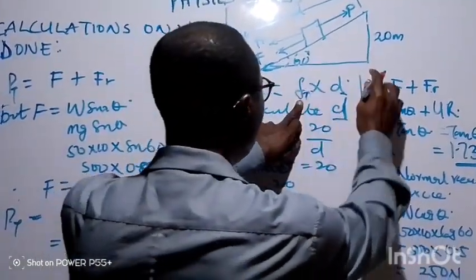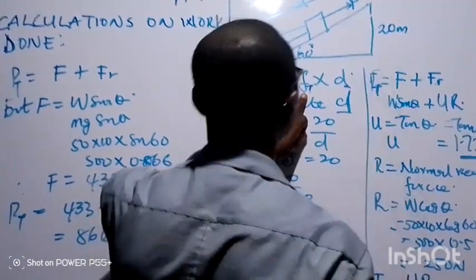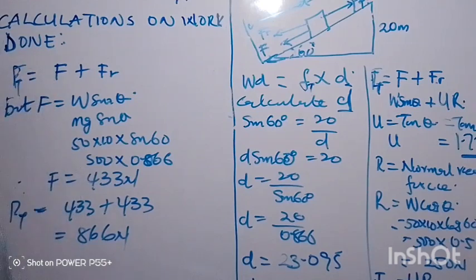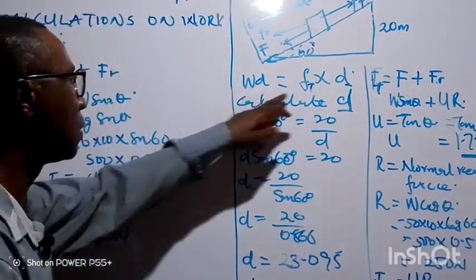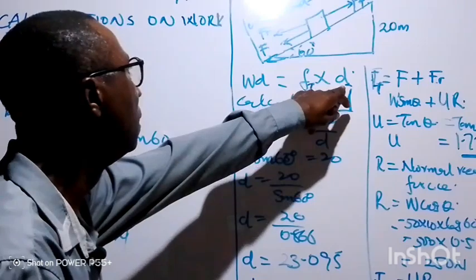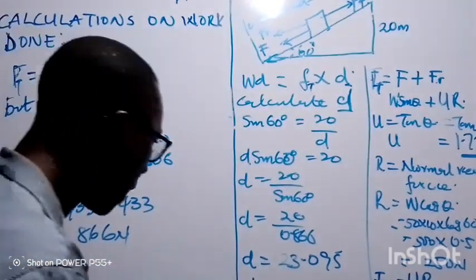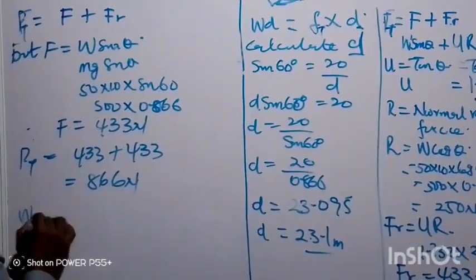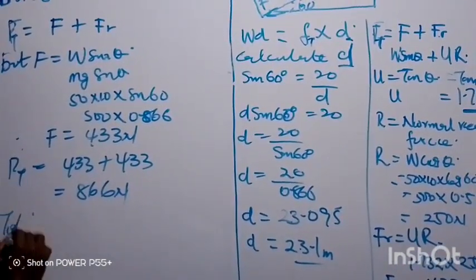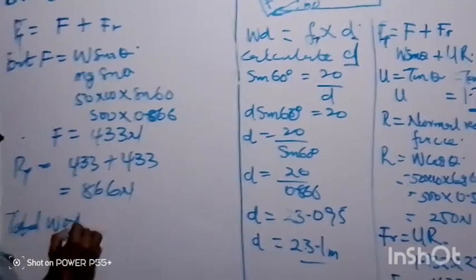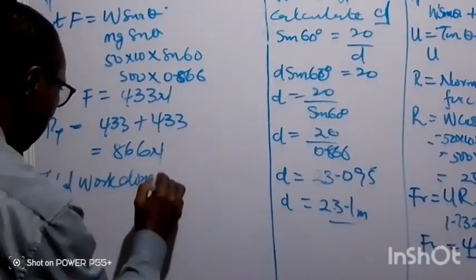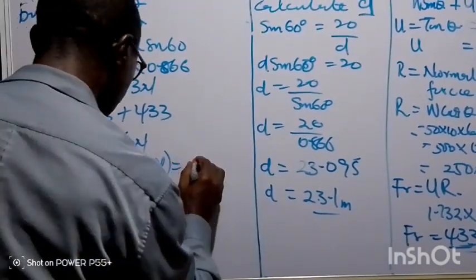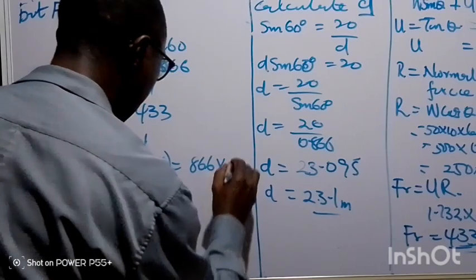So if our total force is 866 Newtons, and here we said our total force, let's call this one Ft, and this one Ft, to make it tally. Since our work done is equal to the total force multiplied by the distance, and the distance we calculated is 23.1 meters, we can now say the total work done, WD, will be equal to 866 multiplied by 23.1.